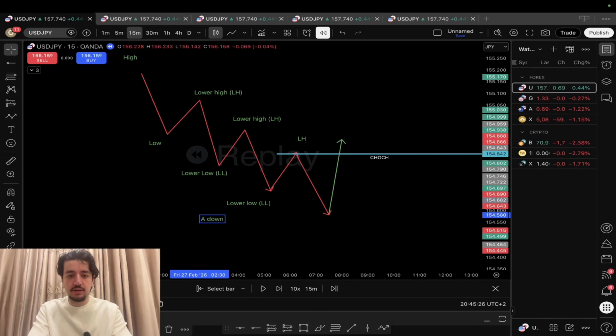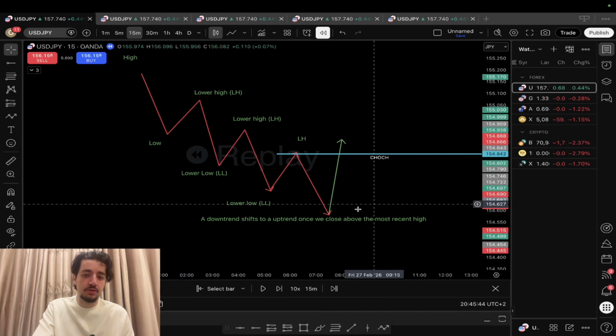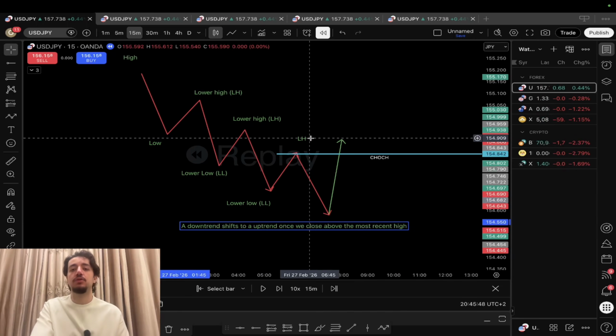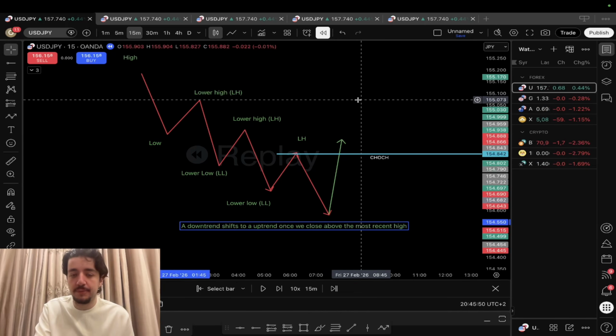A downtrend shifts to an uptrend once we close above the most recent high. Cool? So once we close above the most recent high, that's when you'll be like, okay, cool. Now we're switching from a downtrend to an uptrend.